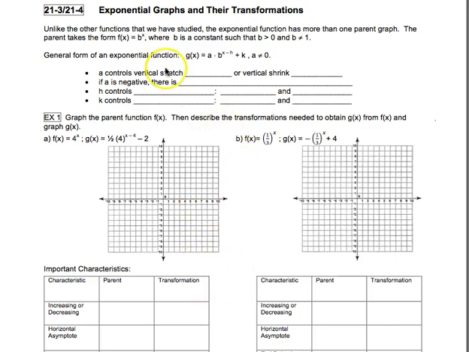All right, today we are going to learn about exponential graphs and their transformation. So we've already looked at exponential growth and decay. Now we're kind of looking more at the straight algebra part of it.